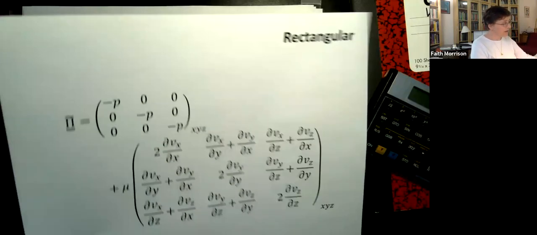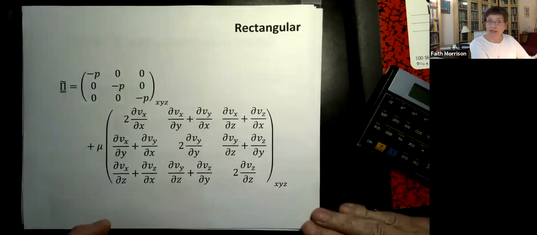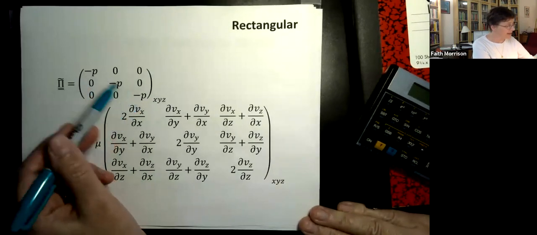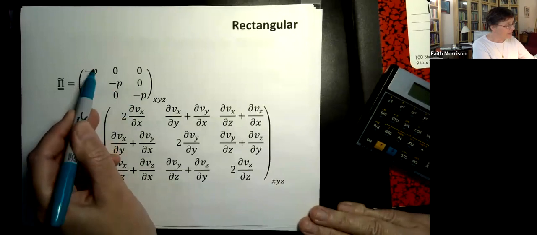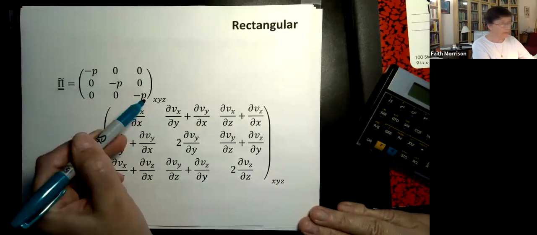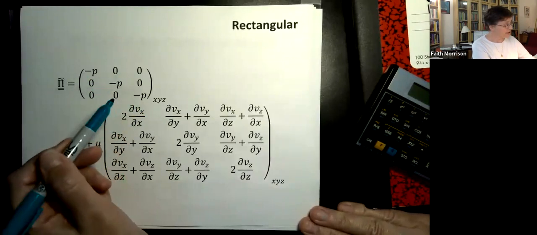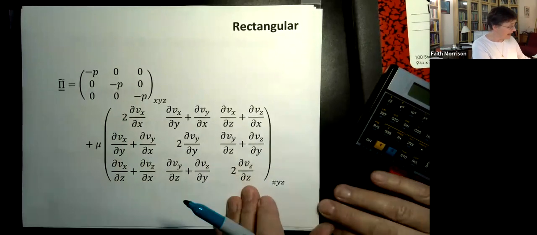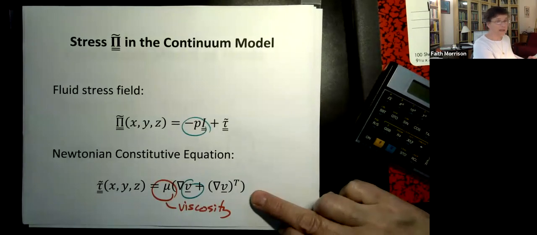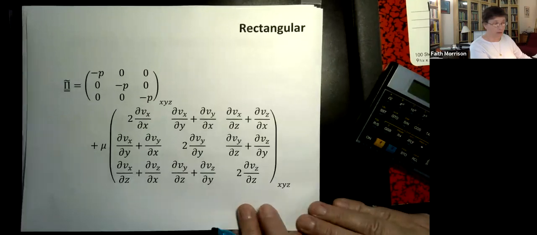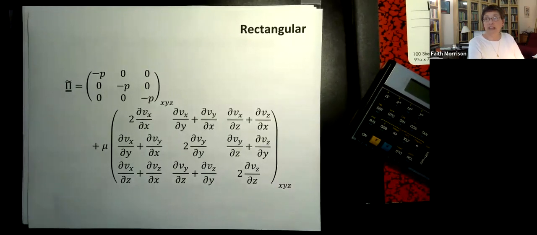And this is how it looks, for instance, in the rectangular coordinate system. Minus p times I, the identity tensor, is a 3x3 matrix that has ones on the diagonal. If you multiply it by minus the pressure, you get this expression here. And then we're going to add the viscosity times that del v plus del v transpose that was part of the constitutive equation, which we can just look up in a table from the internet or from most any textbook on fluid mechanics.